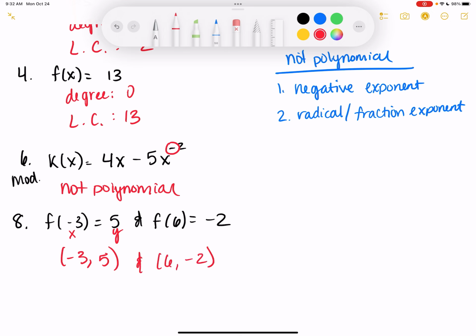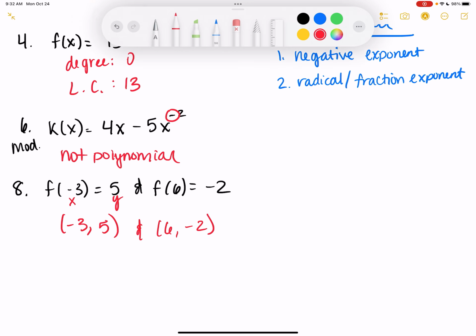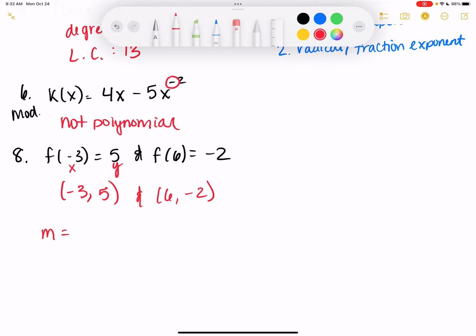Can you do slope with that? Yep. So now I'm going to find slope. How would I find slope? Y2 minus Y1. As long as you do the same one for both, it doesn't matter. Okay, and then 6 minus negative 3. So 7 over negative 9.